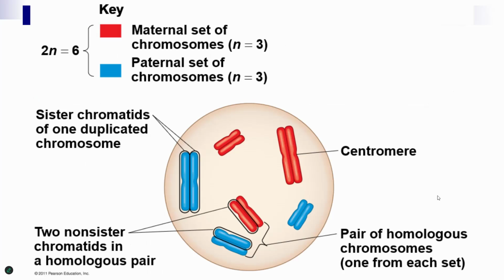So here is a cell that has an N number of 3. So we've got 6 chromosomes, so 2 times 3 is 6. And then these big ones here would be homologous, so they would pair up in meiosis. These 2 medium-sized ones, again, homologous, so they would pair up in meiosis, and these 2 little ones also homologous. So the red ones are maternal, coming from mom, and the blue ones are paternal, coming from dad.